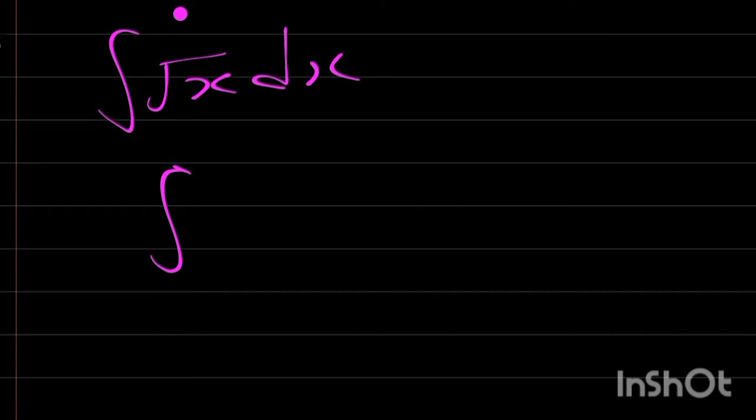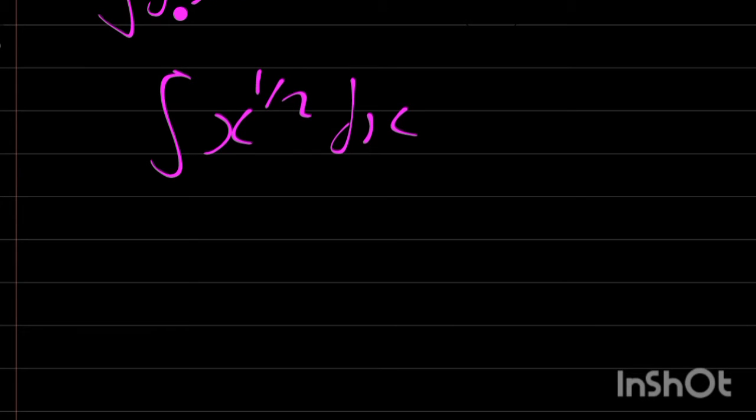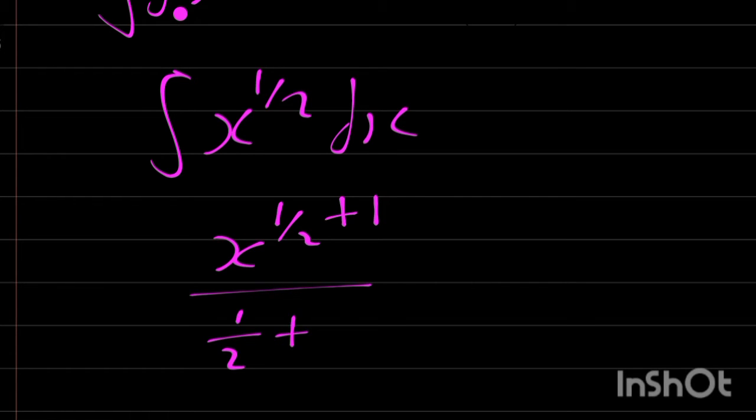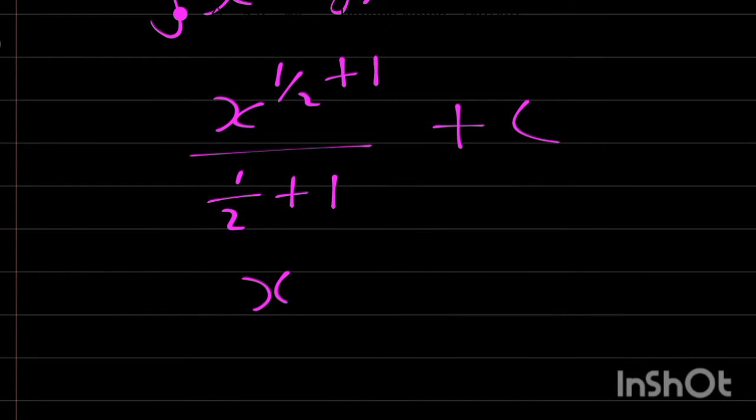This is the same thing as integration of x raised to power half with respect to x, because square root is the same thing as raised to power half. And then the rule still remains that we increase the power by 1. Therefore, my answer will be x raised to 1 over 2 plus 1, over 1 over 2 plus 1, then plus C. So this 1 over 2 plus 1 is 3 over 2, divided by 3 over 2, then plus C.